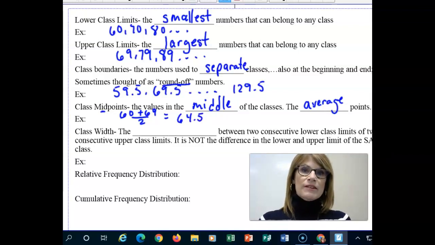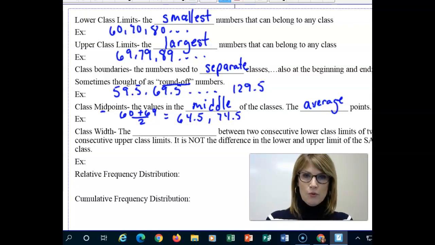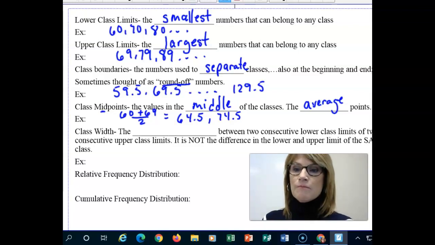Halfway between 70 and 79, we will have 74.5. So those are our midpoints, and we will use those next week when we start finding the mean and the median on frequency tables. So you'll need to be able to find midpoints. Super, super important.